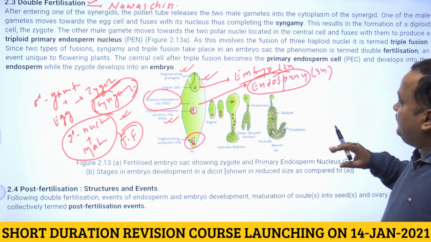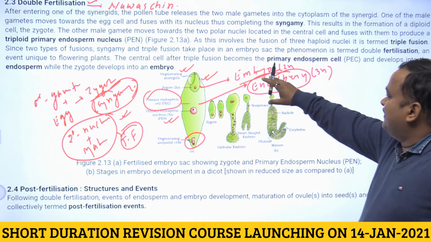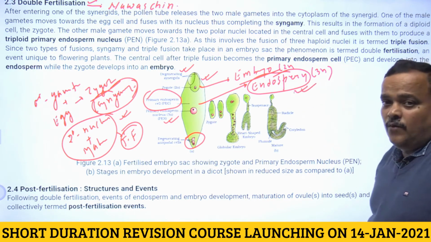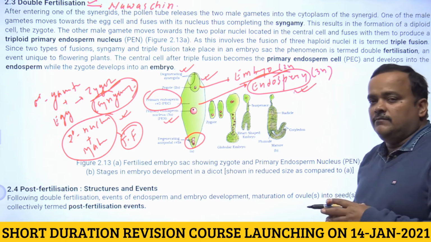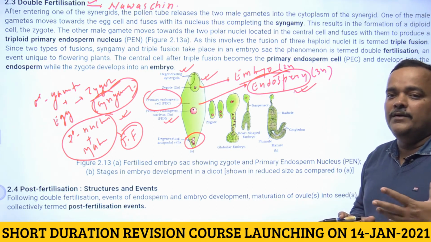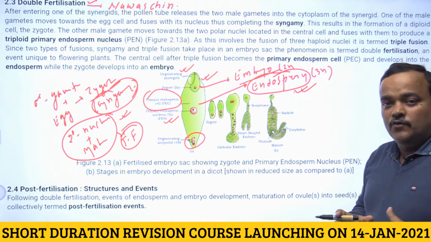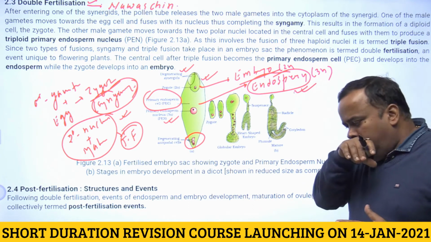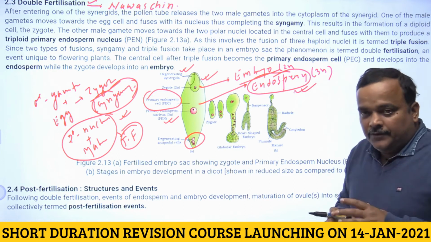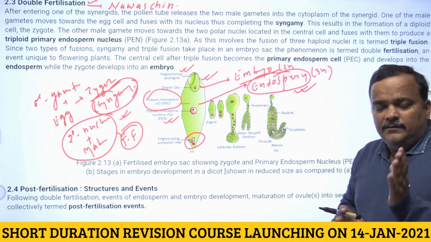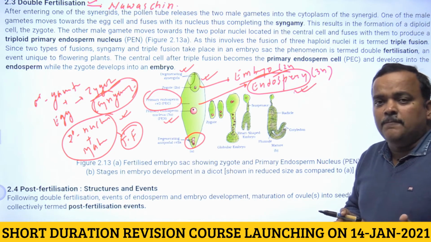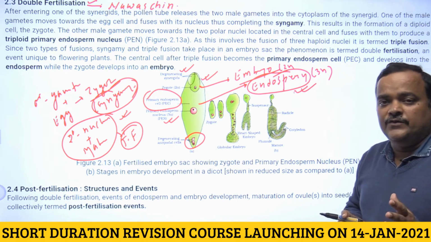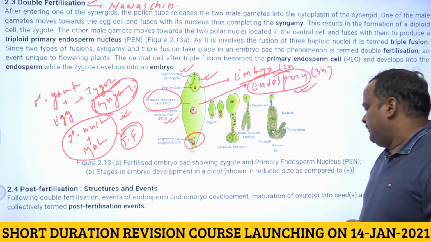So, what happens? Embryo development takes place after formation of some amount of endosperm. Why? In order to assure nutrition to the developing embryo. So, the development of endosperm precedes the development of embryo in order to assure nutrition to the developing embryo.